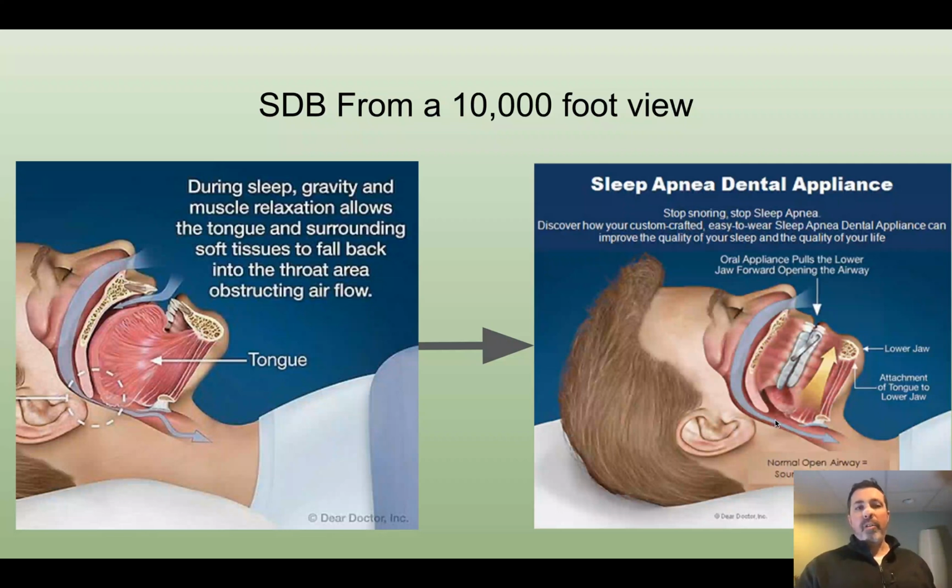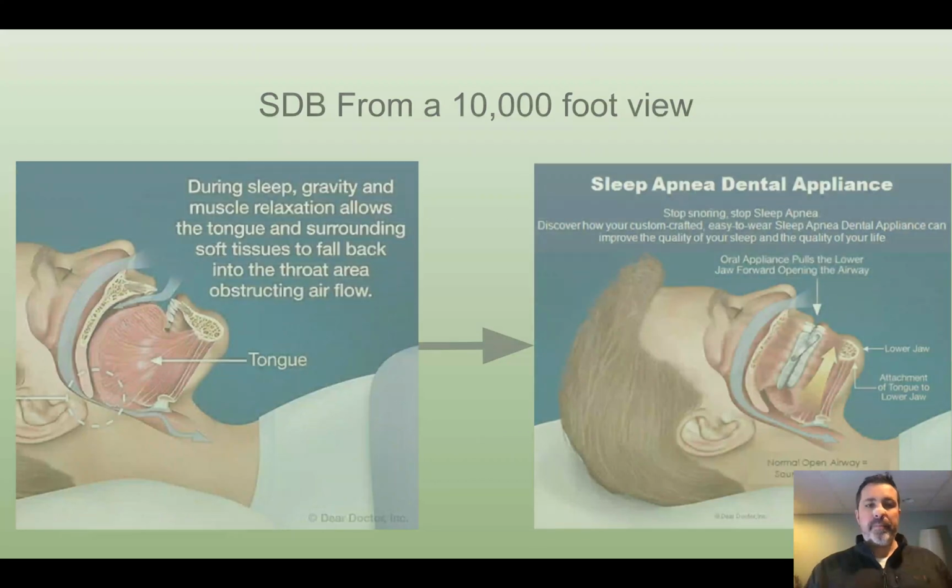That is what we call oral appliance therapy. Again, there's different ways to do this. The mandibular advancement device is one. We're going to focus our efforts today on that, but that's the take-home message.